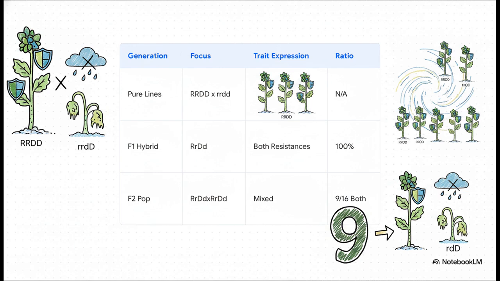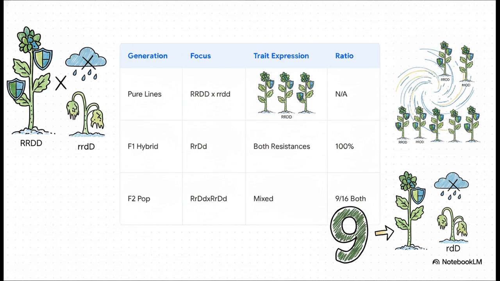Your first generation of hybrids gets the absolute best of both worlds. 100% of them show both amazing resistances. But the real magic happens when you cross those hybrids together to create the next generation. Because of independent assortment, the traits mix, yielding our famous 9-3-3-1 ratio.